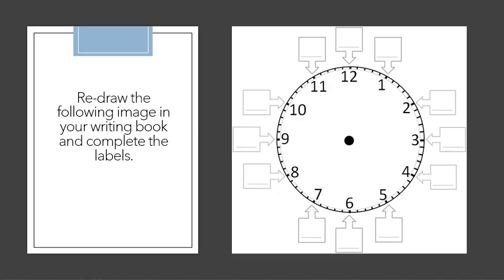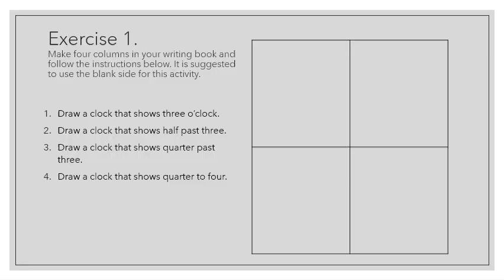Okay, the second task is, okay, make 4 columns in your writing book and follow the instructions below. It is suggested to use the blank side for this activity. Kalau ada buku macam buku sains tu, macam buku writing, if I'm not mistaken, buku writing tak ada. Okay, it is okay. Okay, tapi kalau dapat yang blank side lagi cantik lah.